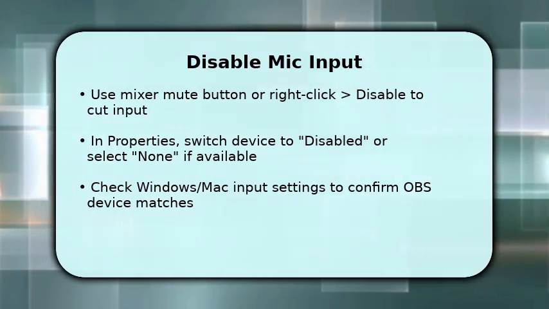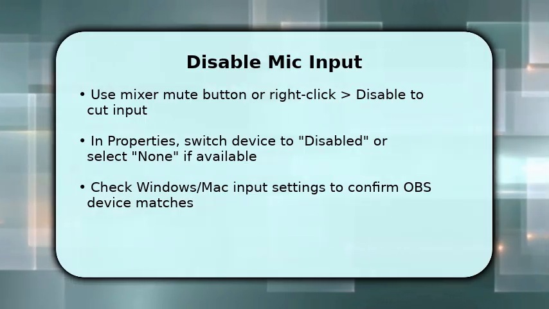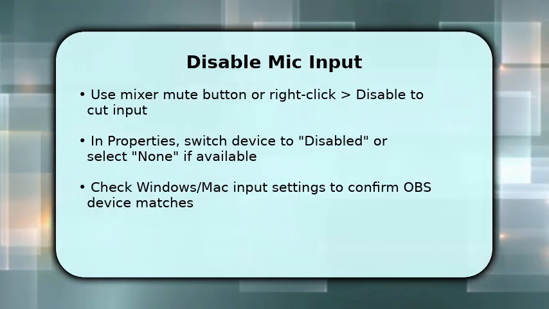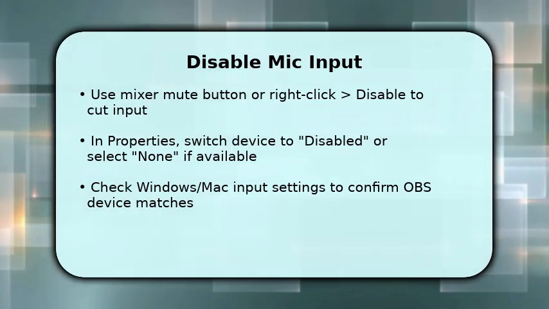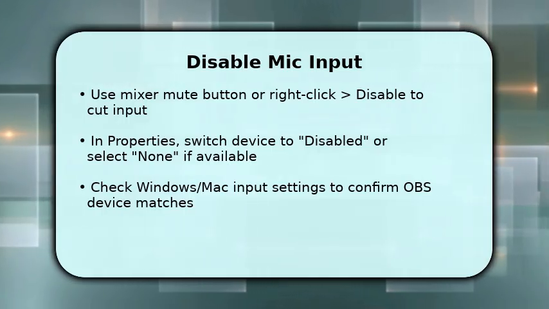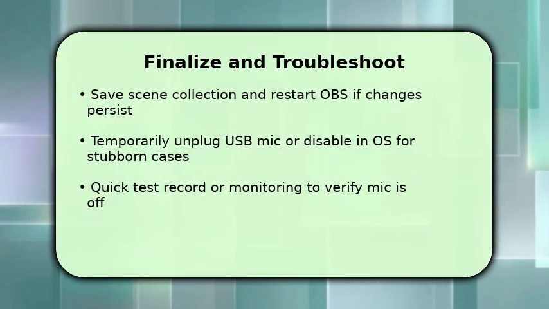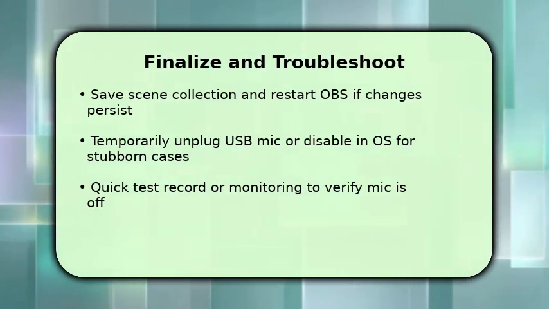Once you switch, test instantly by speaking and watch the mixer meters. If meters still move, open your system sound settings and ensure OBS isn't picking a different active input. Change the OBS device, then finish by saving your scene collection and doing a quick test recording to ensure the mic stayed off. If OBS still shows input, quit and relaunch the app.